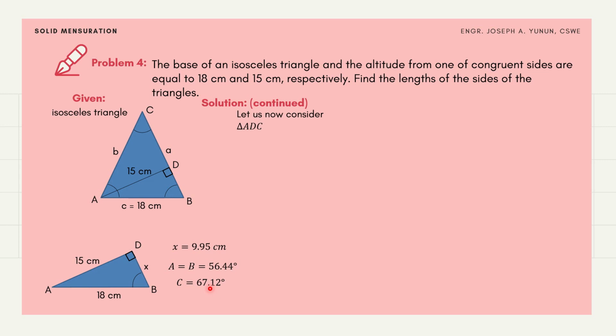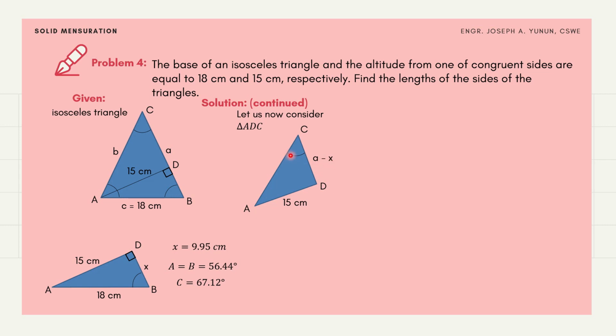Now, let us consider triangle ABC, this right triangle. Since side BC has a length of A, we need to determine the value of DC by means of the whole length, which is A, minus the length here, which is BD, and that is represented by X. So A minus X.